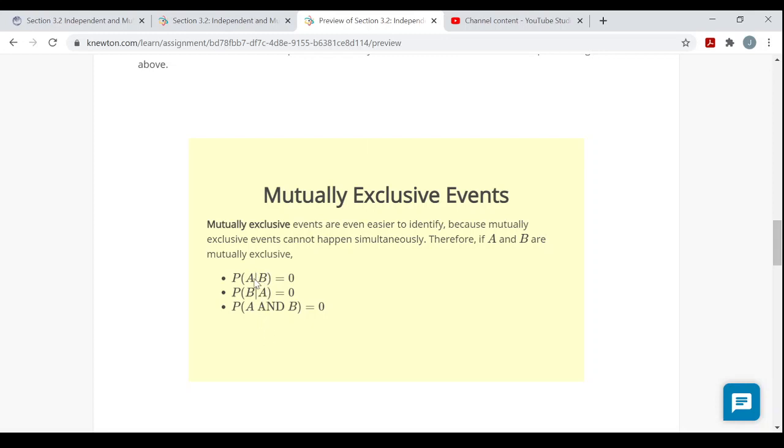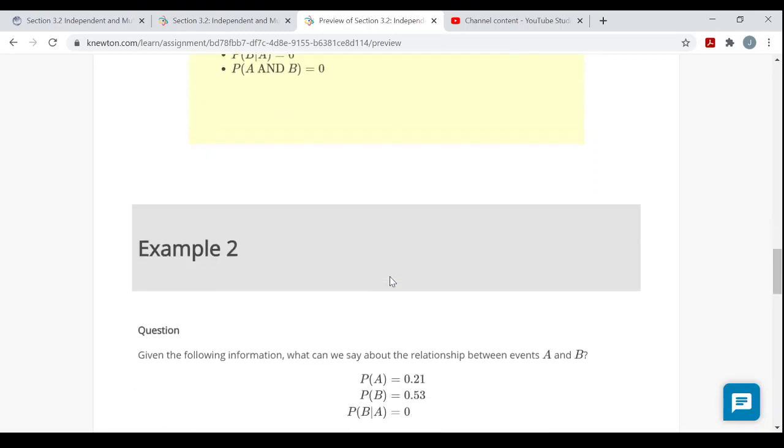Remember, A and B can't happen at the same time. So if B happens, A can't happen. Same thing, if A happens, B can't happen. And again, they both can't happen at the same time. You saw this earlier, the probability of A and B would be 0. All these would be 0 if events A and B are mutually exclusive. And if these are non-zero, then they're not mutually exclusive. That means they would have some events and outcomes in common.